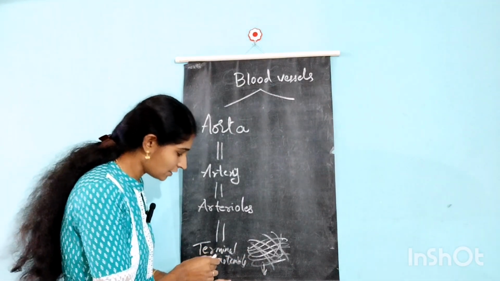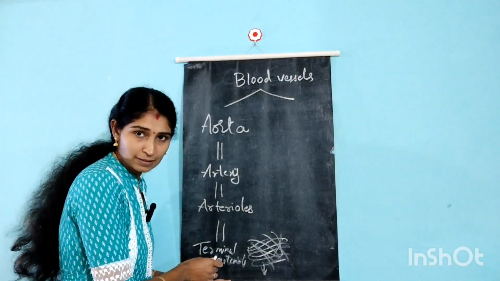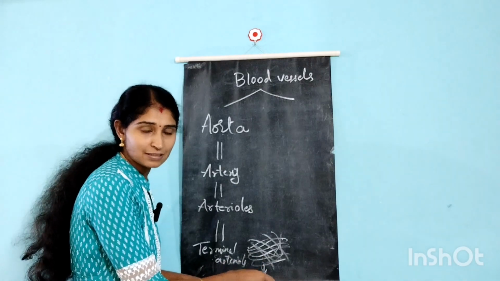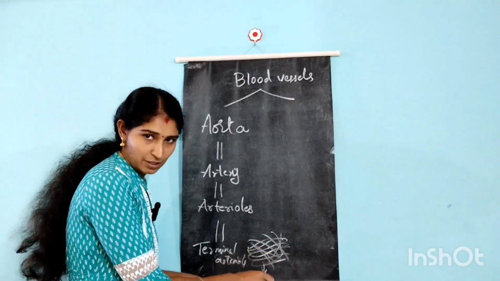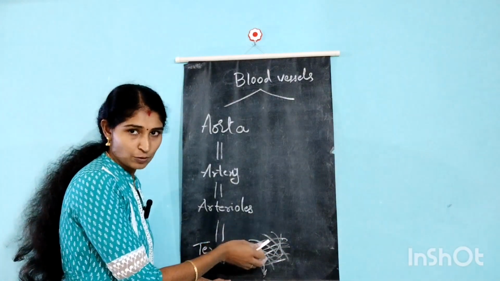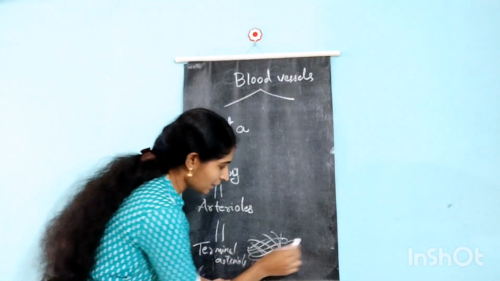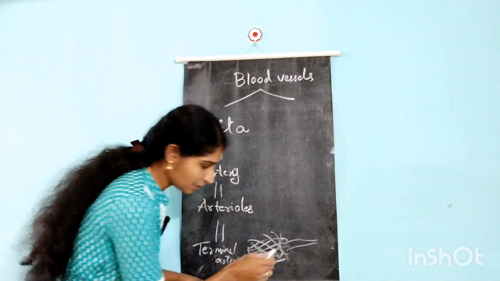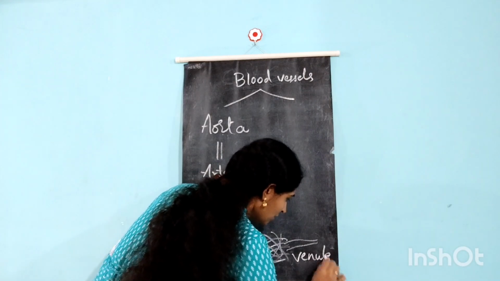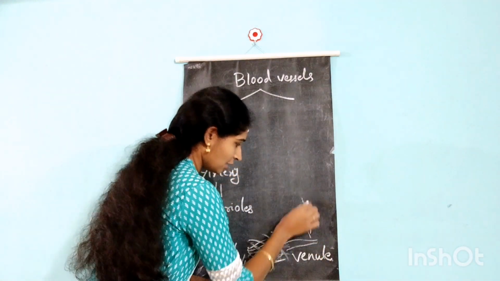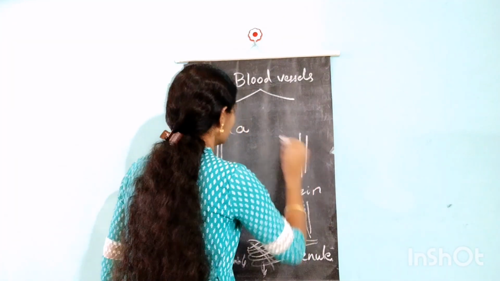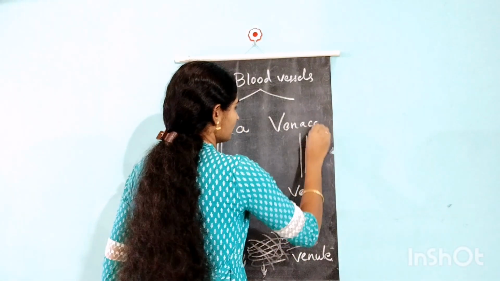So the terminal arterioles, which bring the oxygenated blood, come into the capillaries, and the tissues or cells take up the oxygen and nutrients from the capillaries and then leave out the carbon dioxide and waste products into the capillary. The other end of the capillary is going to form what? Venule. And from venule, again it is going to form vein. From veins, coming to the vena cava.